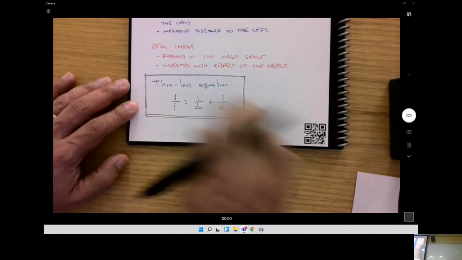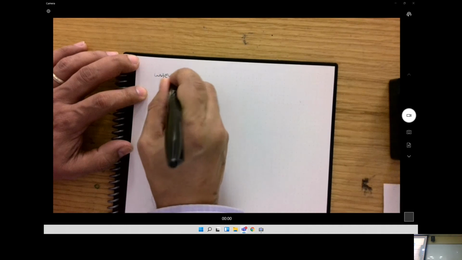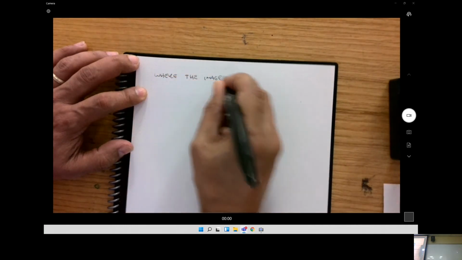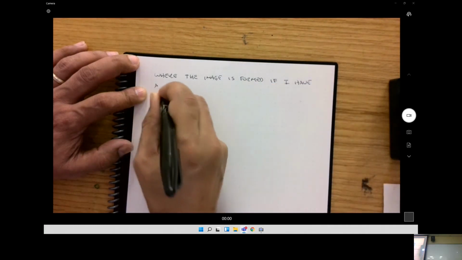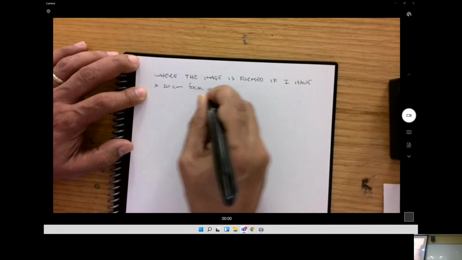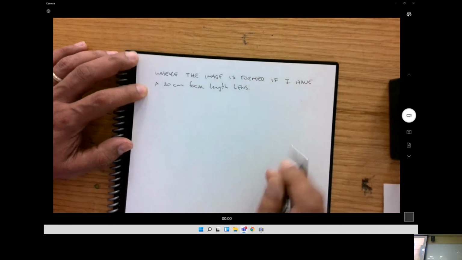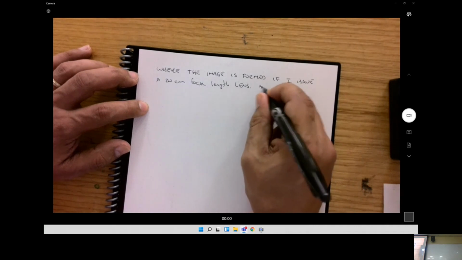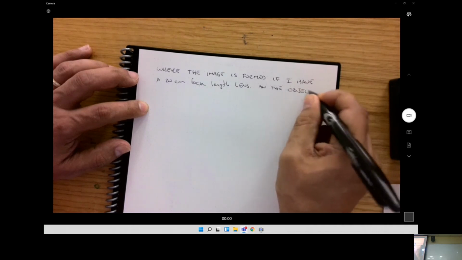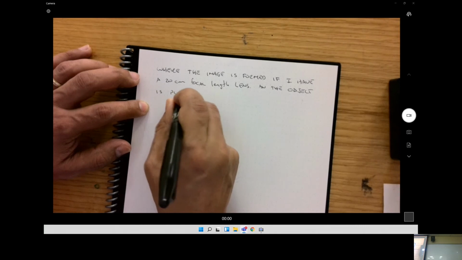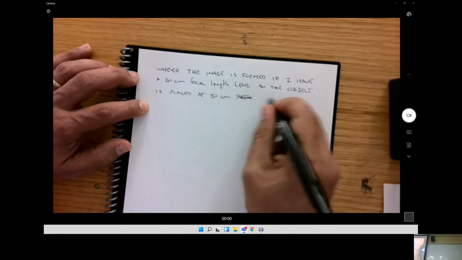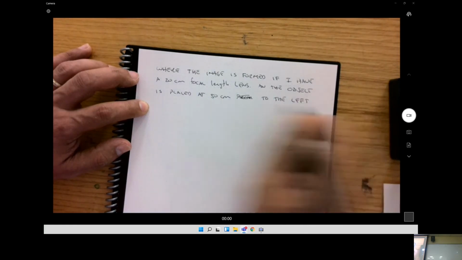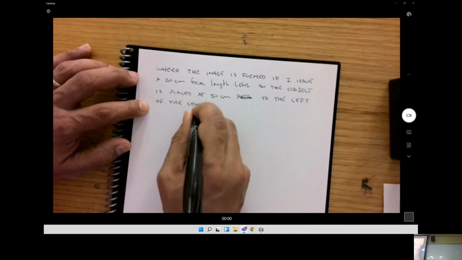Now, I'm going to use this equation to calculate where the image is formed if I have a 20 centimeter focal length lens, and the object is placed at 50 centimeters to the left of the lens.